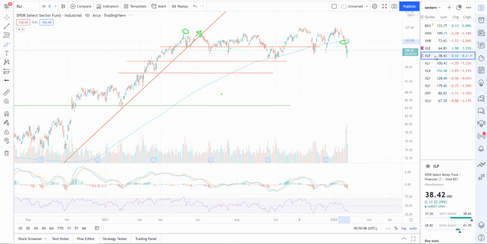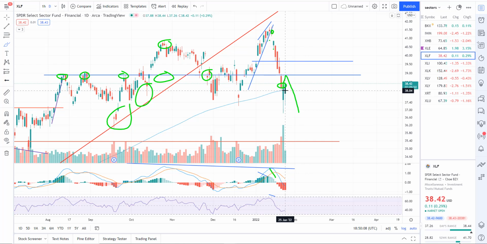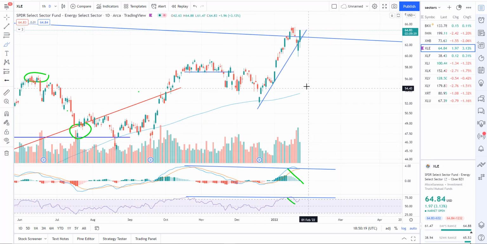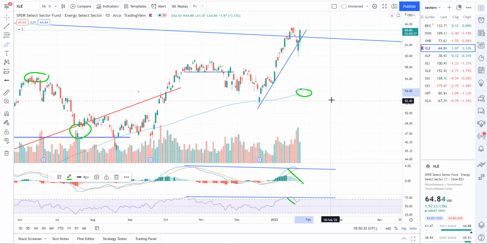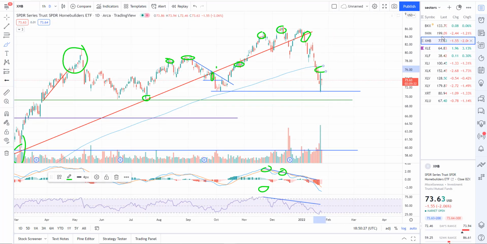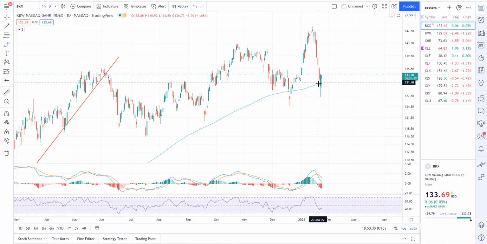Industrials are below the 200-day. Financials are above the 200-day, so that's a point of strength, and we're going to want to watch financials for weakness. Energy is above the 200-day and is the strongest sector so far, well above it. Here are some home builders below the 200-day, and a banking sector very similar to XLF financials. So most of the sectors besides financials and energy are below the 200-day moving average, which is a very weak condition for the market.